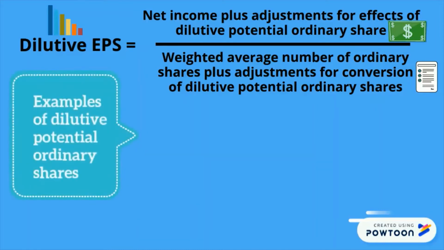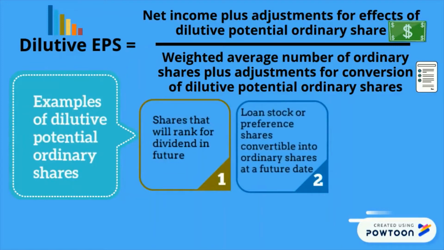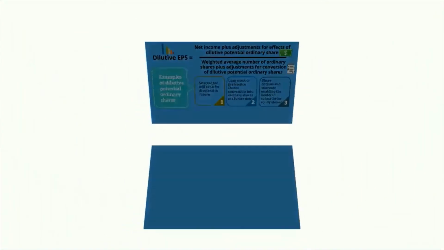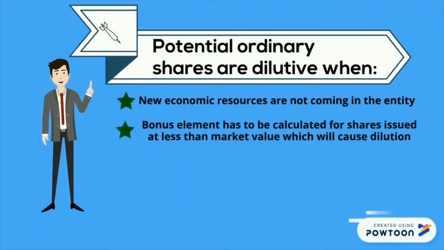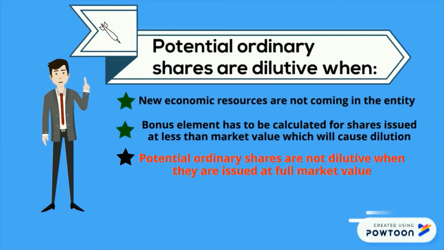A few examples of dilutive potential ordinary shares are shares that will rank for dividend in future, loan stock or preference shares convertible into ordinary shares at a future date, and share options and warrants enabling the holder to subscribe for equity shares. Potential ordinary shares are dilutive when, after their conversion to ordinary shares, no new economic resources enter the company, which means that a bonus element will be present.